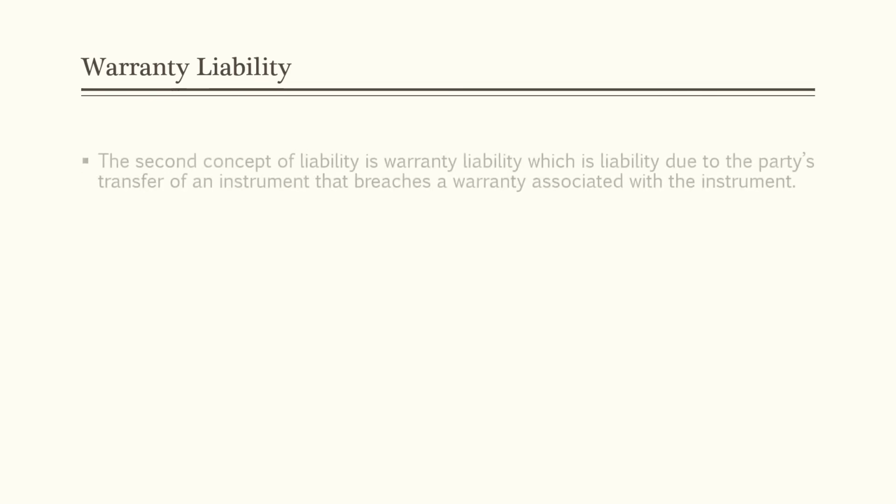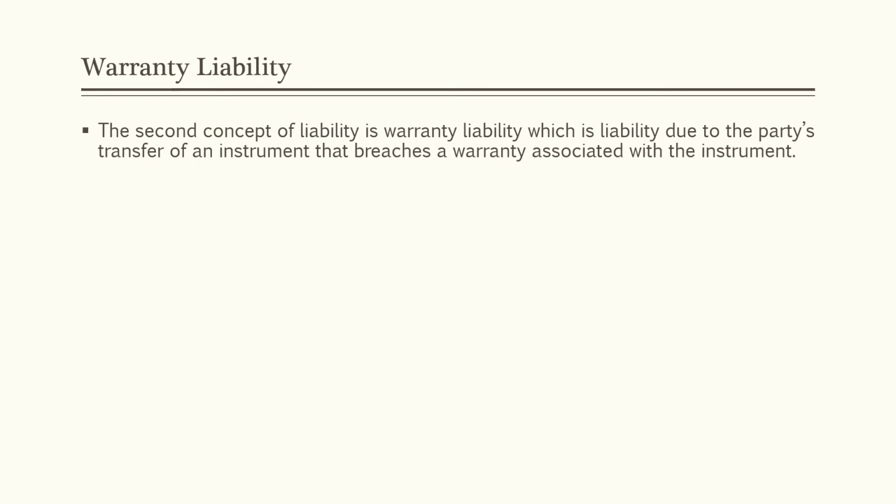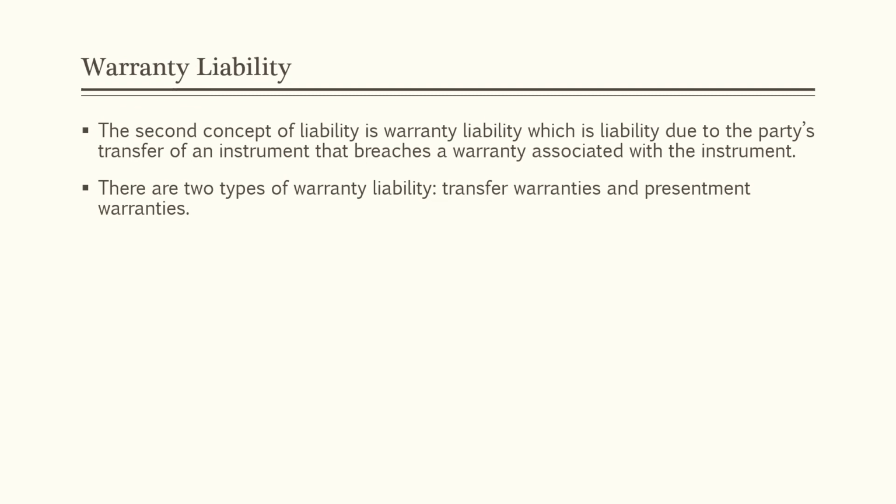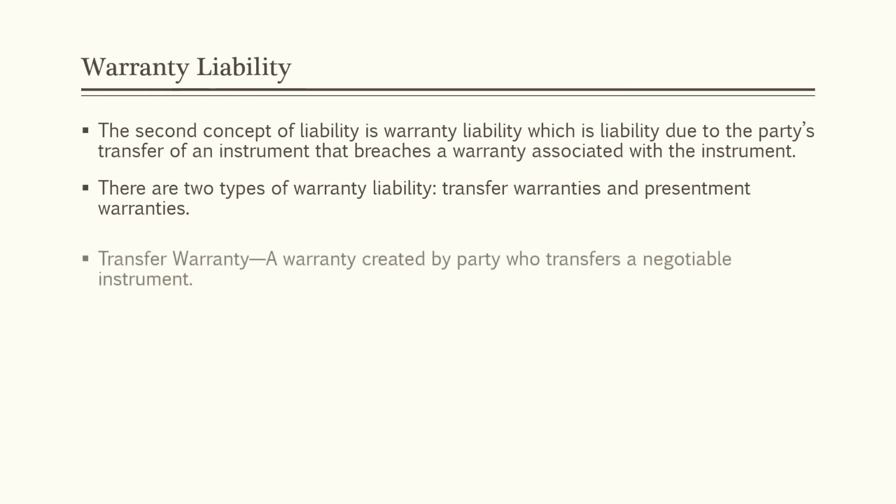Now that we've discussed signature liability, we'll turn our attention to warranty liability. The second concept of liability is warranty liability, which is liability due to the party's transfer of an instrument that breaches a warranty associated with the instrument. Now, there are two types of warranty liability: transfer warranties and presentment warranties.